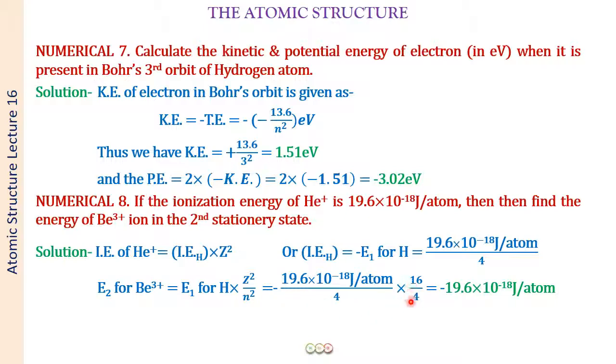So we get this as 16 by 4. 16, 16 are going to cancel, and you are going to get minus 19.6 into 10 power minus 18 joule per atom. Right? So I hope this is clear to you, the relationship between ionization energy and the energy, them being opposite to each other.